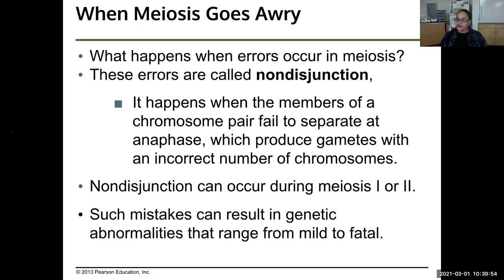What happens when errors occur in meiosis? These errors are called non-disjunction. It happens when the members of a chromosome pair fail to separate at anaphase, which produces gametes with an incorrect number of chromosomes. Non-disjunction can occur in either round, 1 or 2. And such mistakes can result in genetic abnormalities that range from mild to fatal.